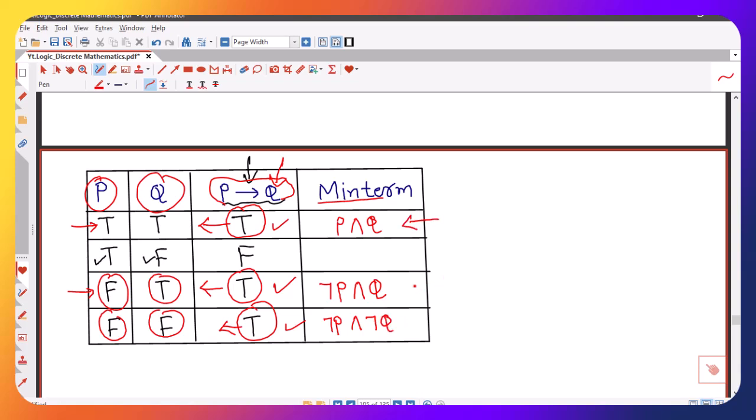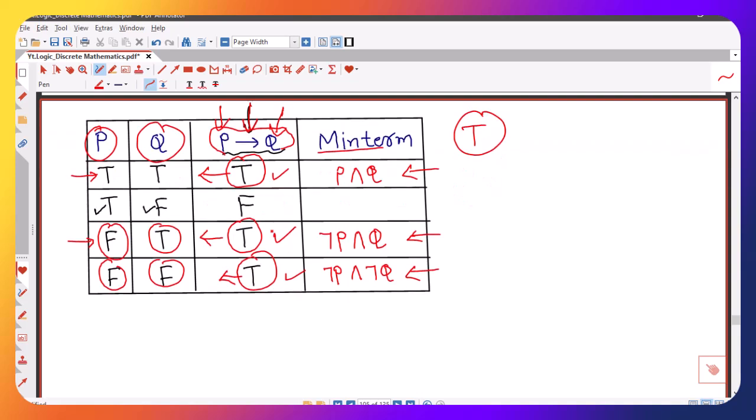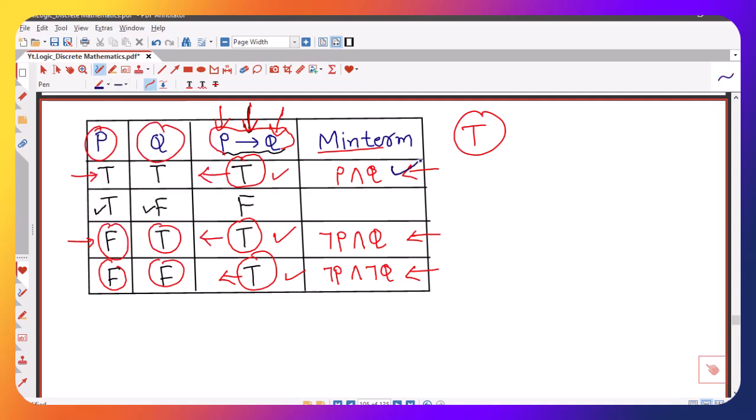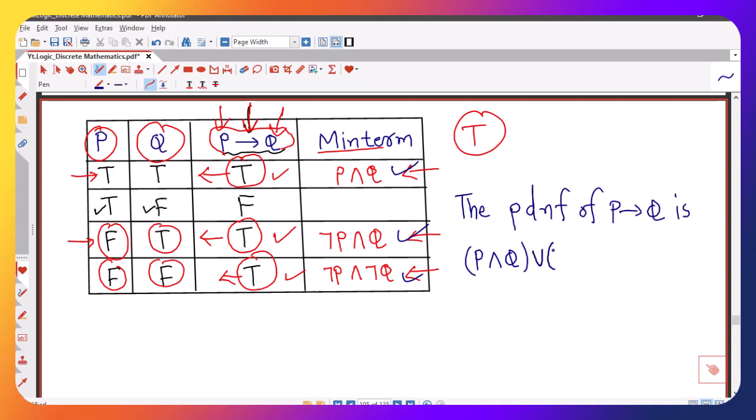So we have to write down min terms in such a way that their truth value is true, and we will write down min terms corresponding to those rows in which we have the truth value of the given formula as true. After this, the principal disjunctive normal form will be the disjunction of these three min terms. So now the principal disjunctive normal form of p implies q is the disjunction of these three min terms: p and q, or negation p and q, or negation p and negation q.